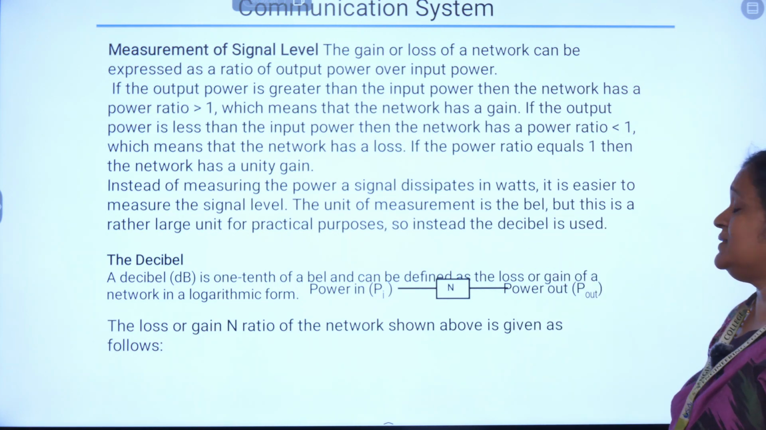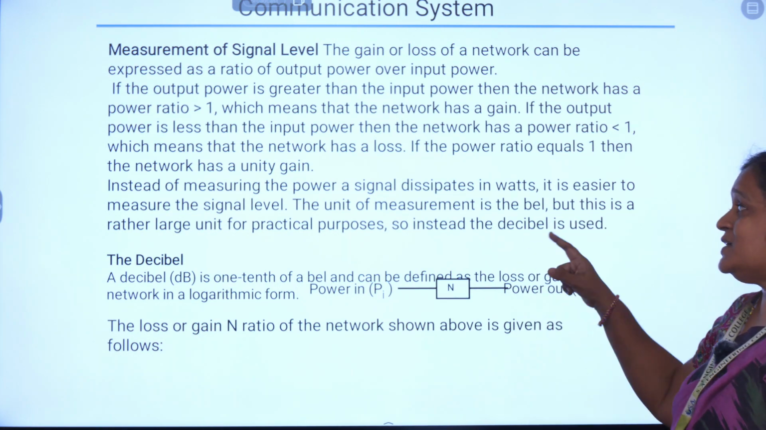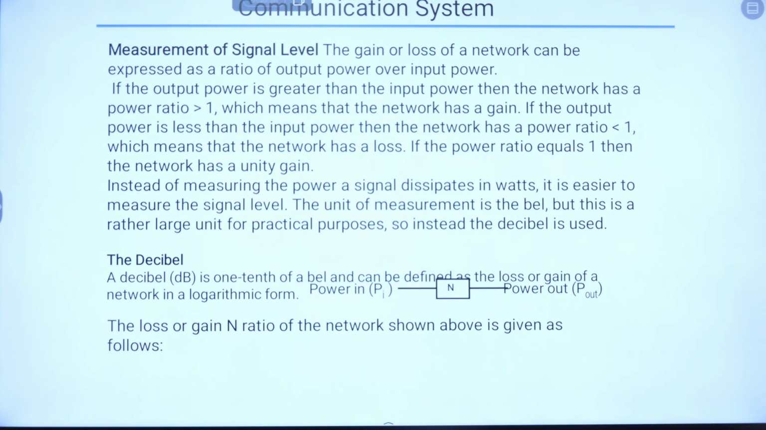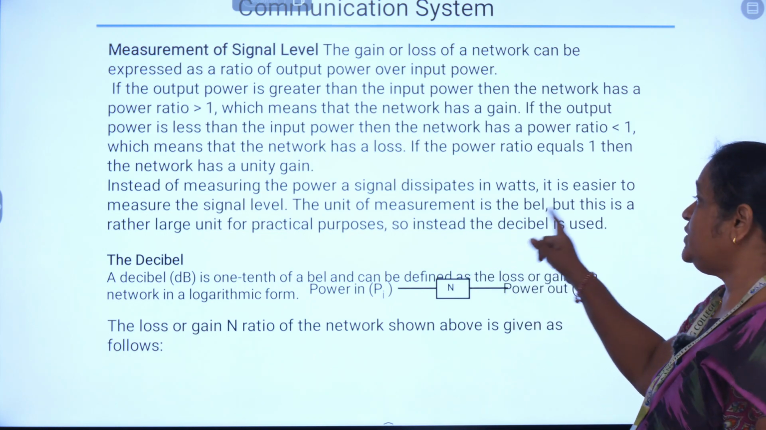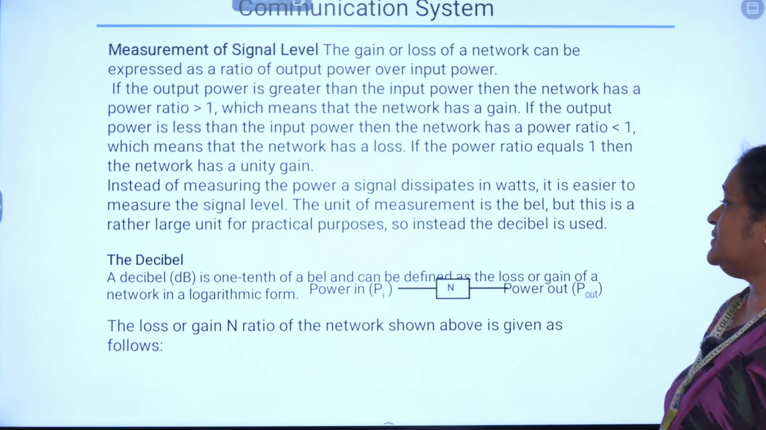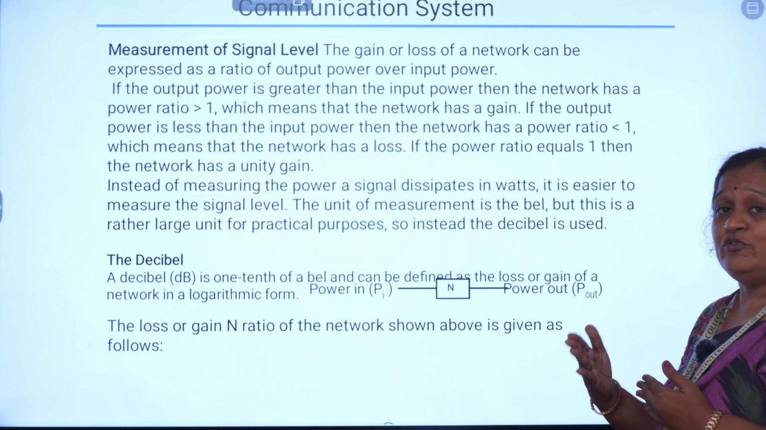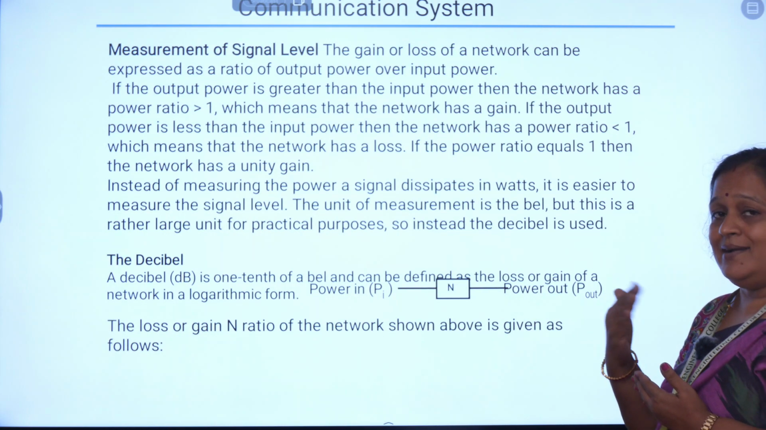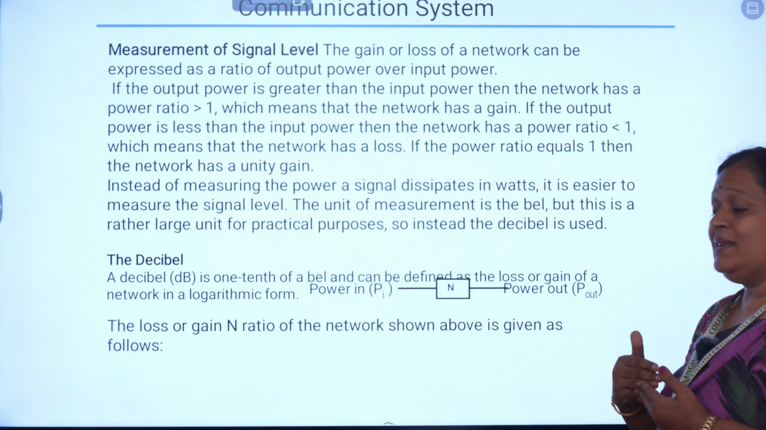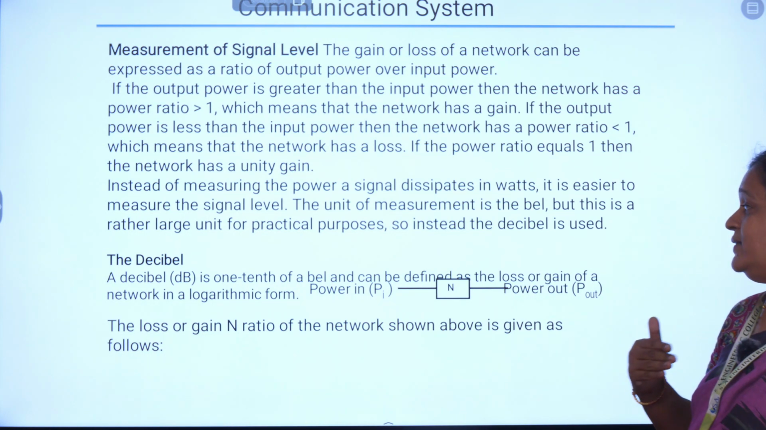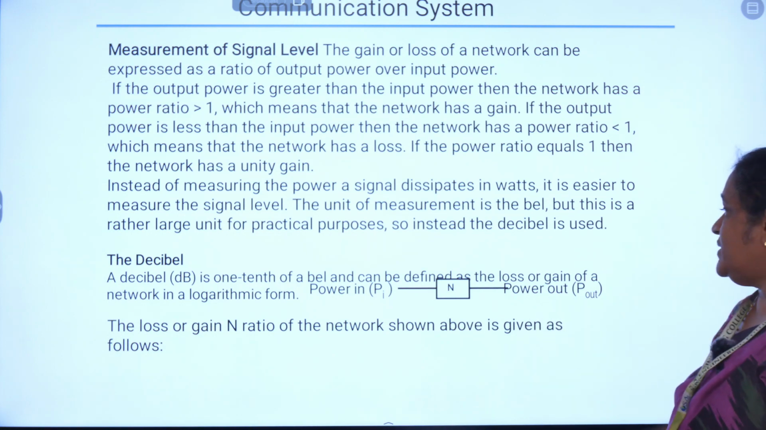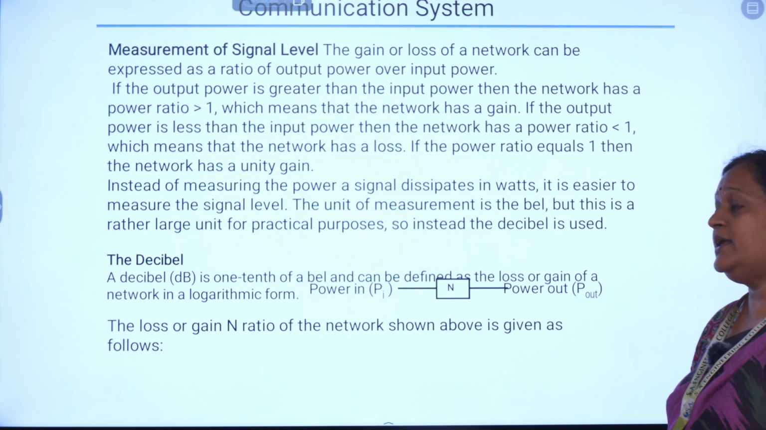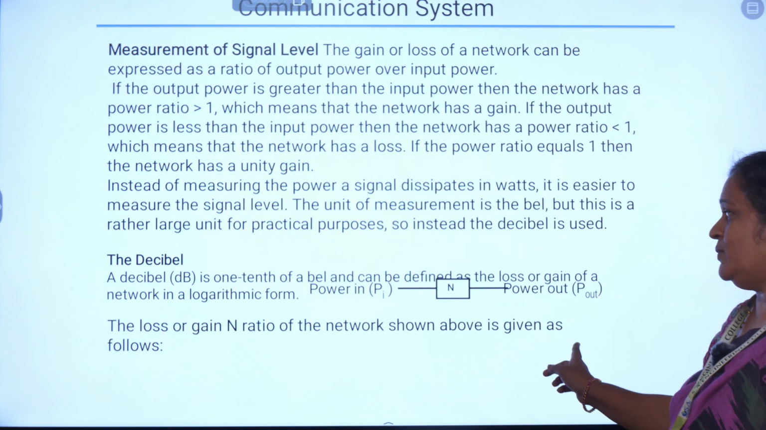Instead of measuring the power a signal dissipates in watts, it is easier to measure the signal level. The unit of measurement is the bel, but this is a rather large unit for practical purposes, so instead of the bel, the decibel is used. The decibel, dB, is 1/10 of a bel, and can be defined as a loss or gain of a network. Gain of the network is in logarithmic form.